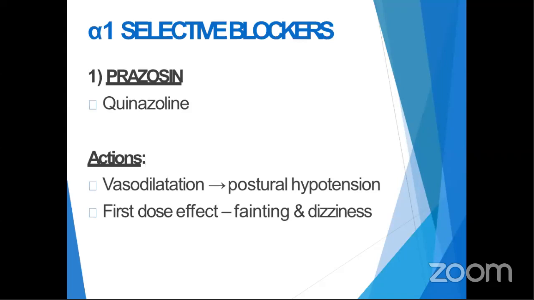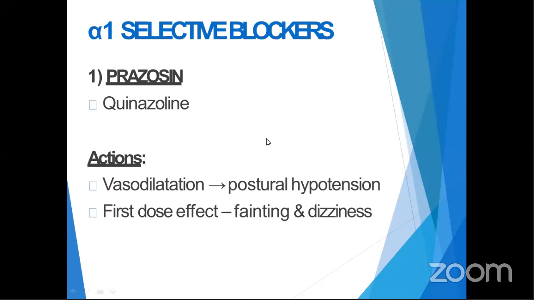The first and foremost drug, the most important drug in this category, is the prototype drug. We call it a prototype drug because this is the leader amongst this particular classification, and all the drugs behave almost similarly to this particular drug, and the drug is prazosin. If you see its chemistry, sometimes it also comes as a short note, so you have to be very cautious. It is a quinazoline derivative.